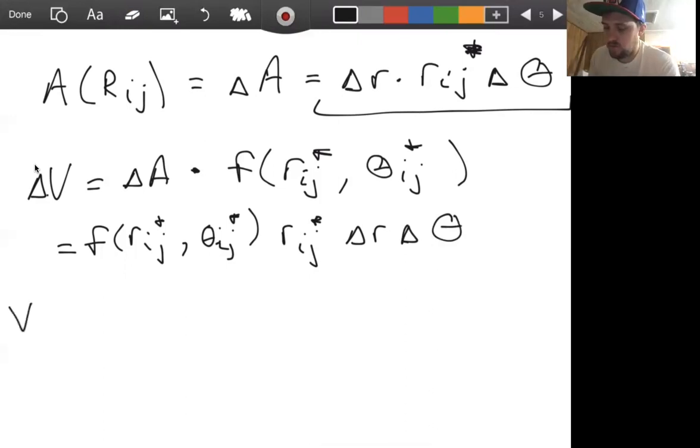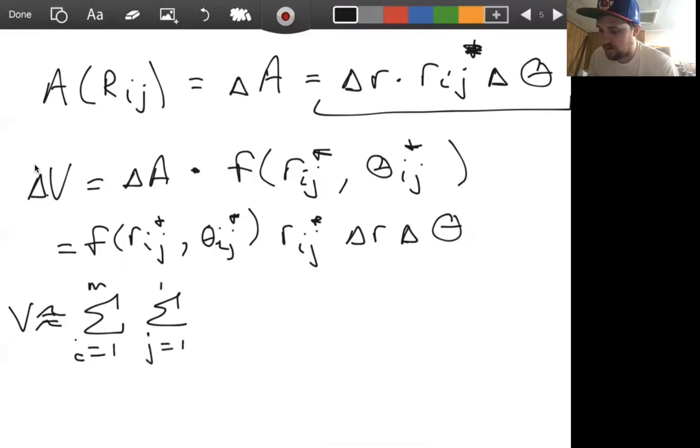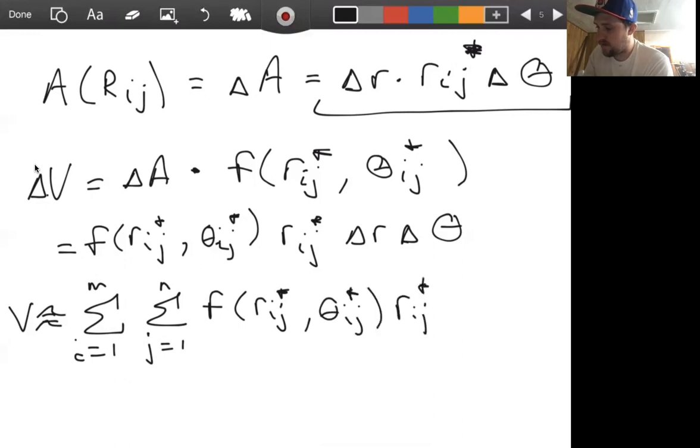And so the volume of the whole region is approximately the finite sum, where we sum all of these subrectangles up, from i equals 1 to m, j equals 1 to n, of f of R_ij star, theta_ij star, times R_ij star, delta R, delta theta.